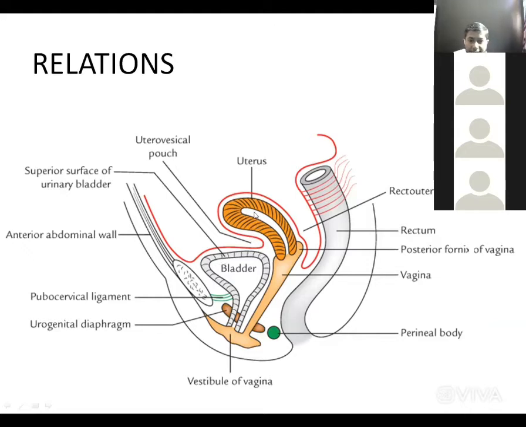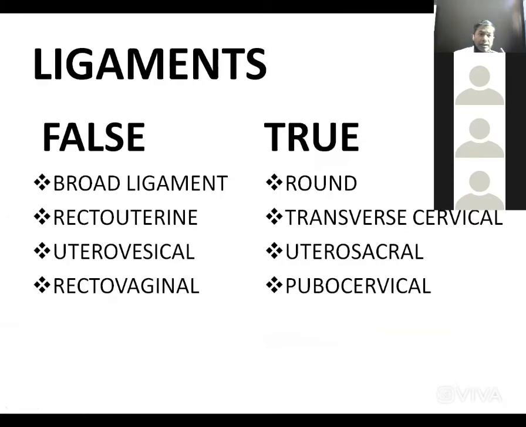Uterovesical fold. Uterus and vesica means bladder. Uterovesical fold. Now you will realize these are the false ligaments. They are nothing but the peritoneal folds: rectouterine, uterovesical, and rectovaginal. Okay, got the points regarding these three? Yes or no? Yes, sir.